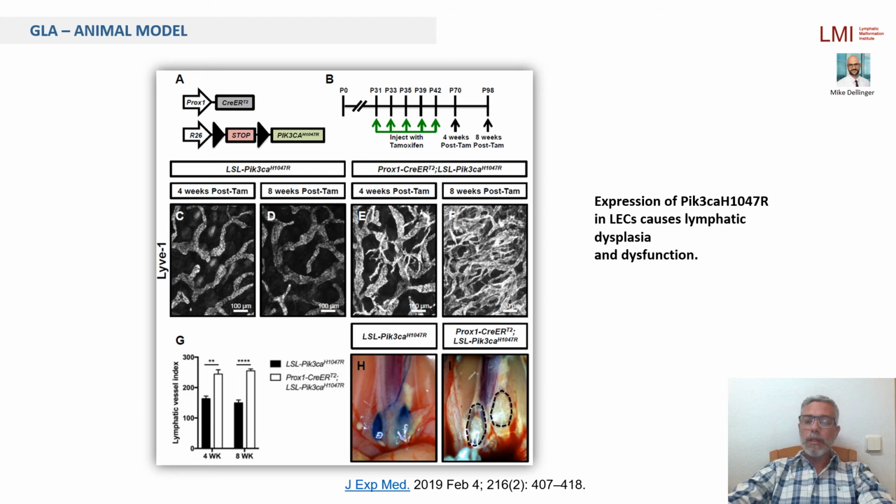Once the gene was detected, it was necessary to verify that it really was the cause of GLA. So we started a great collaboration with Dr. Dellinger, you all know him, to develop an animal model that finally showed that this mutation caused lymphatic dysfunction and dysplasia in mice. You can see in the images on the right how the lymphatic network is completely disorganized.